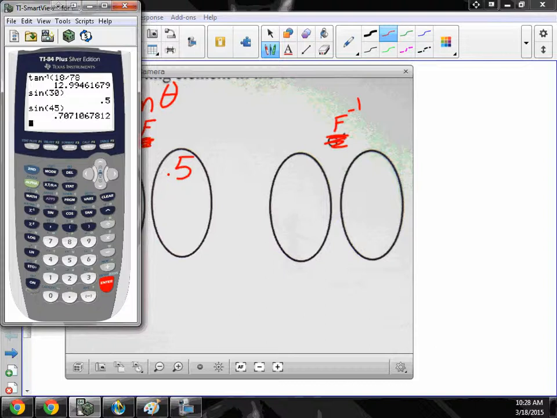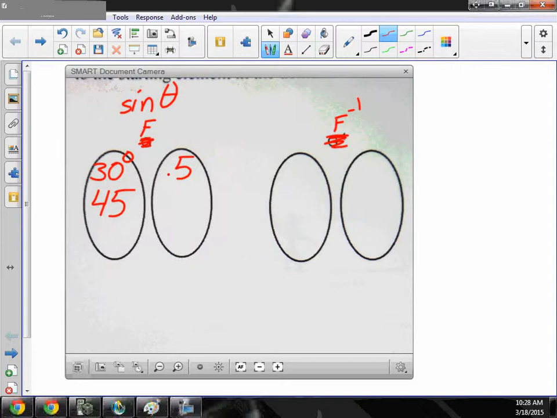Yours isn't working? So if yours isn't working, push mode. The third one down, you need to go over and click on degree. There are two ways to measure angles. One is radians, one is degrees. You don't yet know what radians are, but you will in a week or so. So you have to be in degrees for this to work. So the sine of 45 is 0.7.